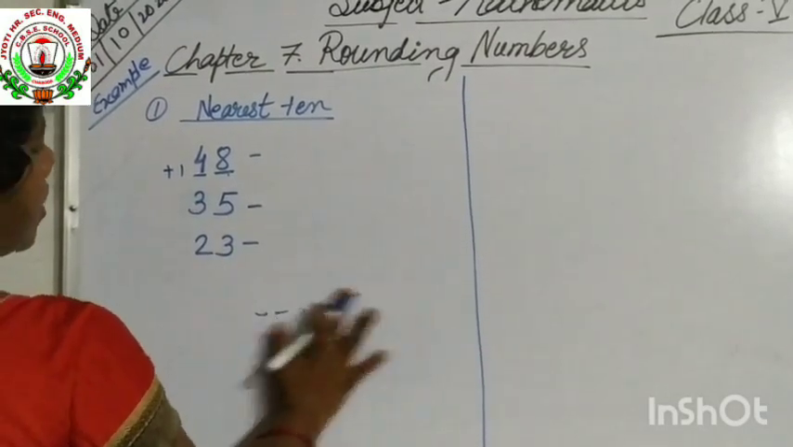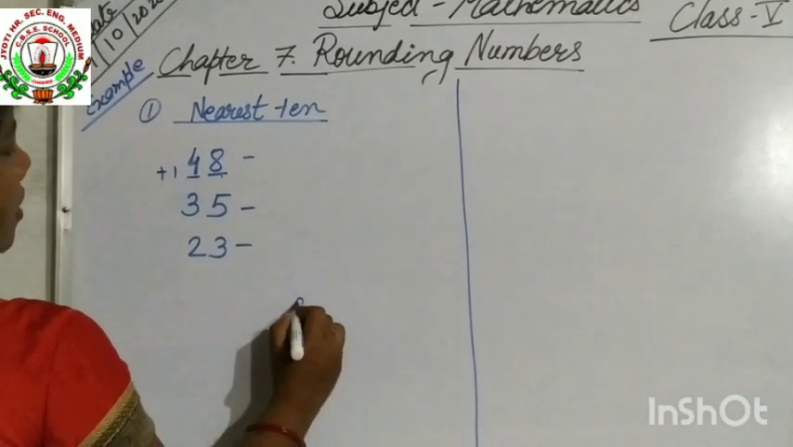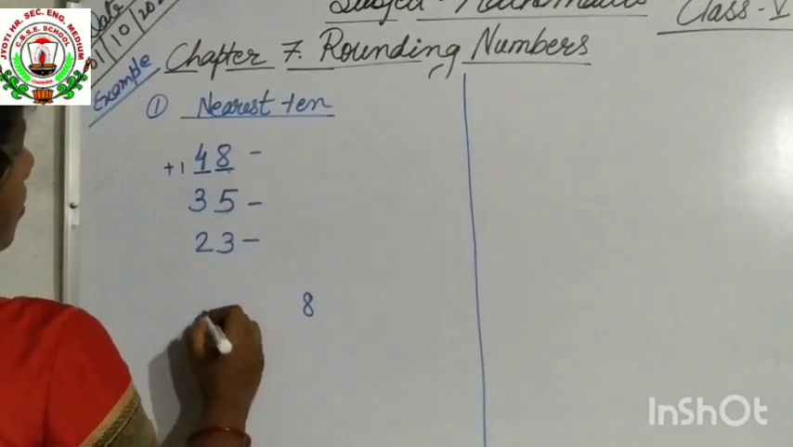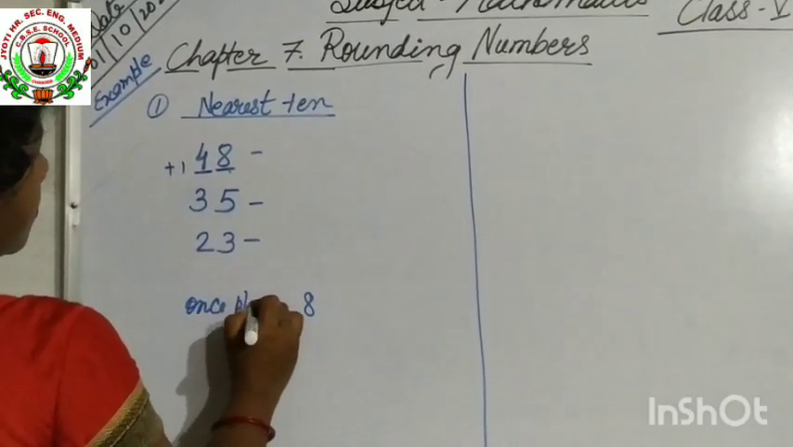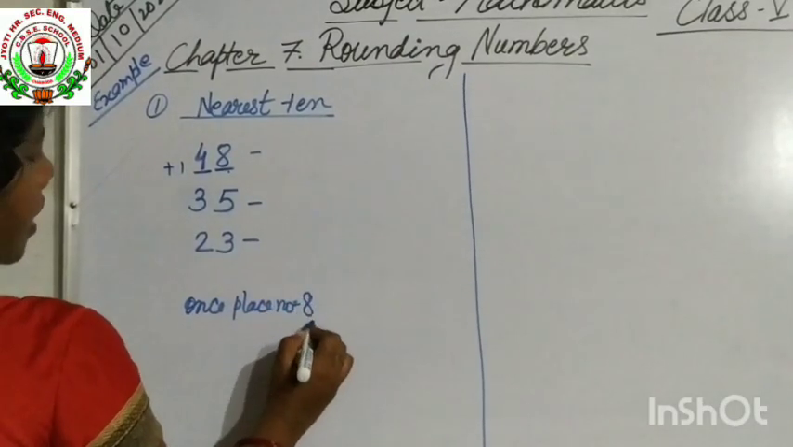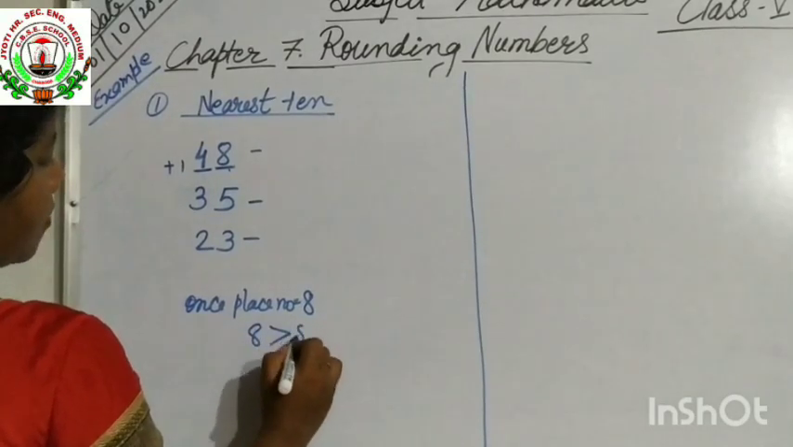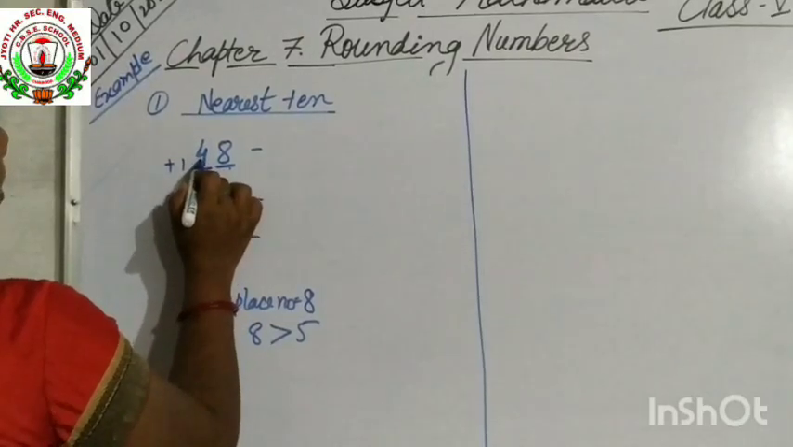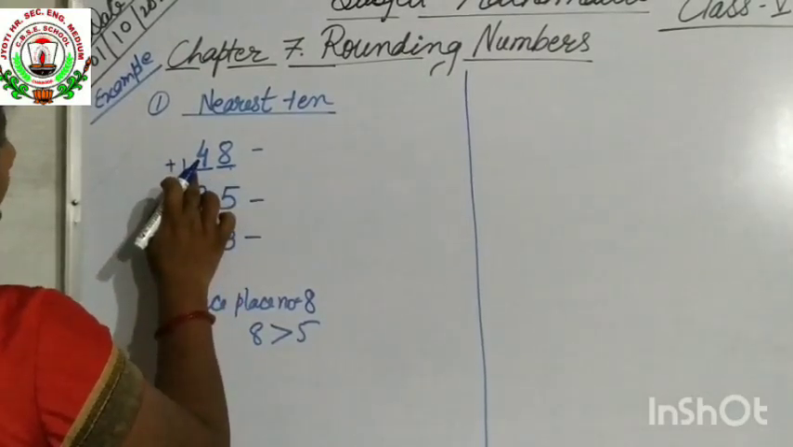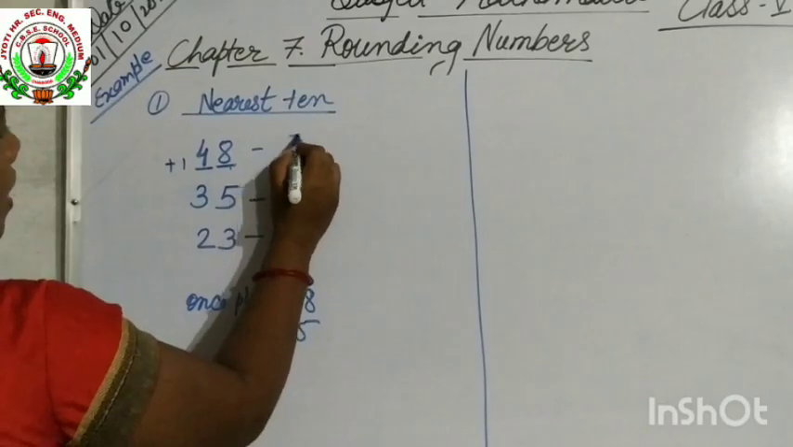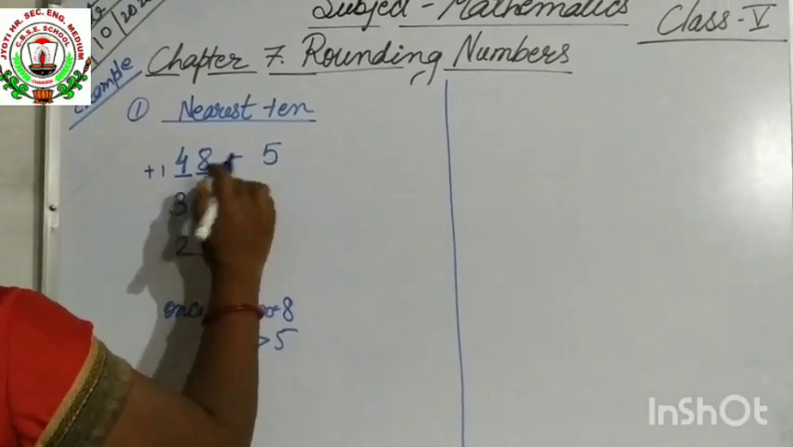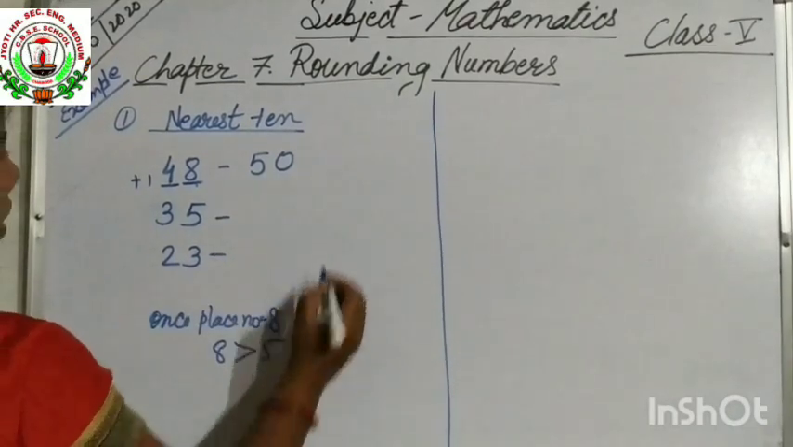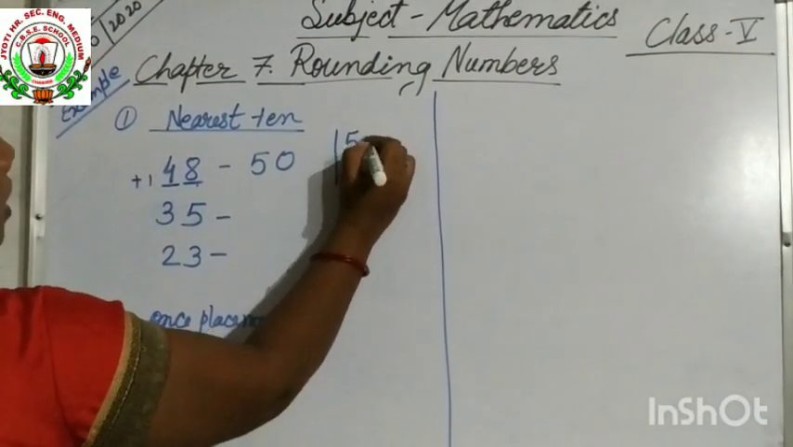Look here, in this example, 48, nearest 10. We will see the ones place number, which is 8. 8 is greater than 5. If it is greater than or equal to 5, then we will add 1 to the tens place number. So when we add 1 to 4, we get 5 and the next number becomes 0. Understood?